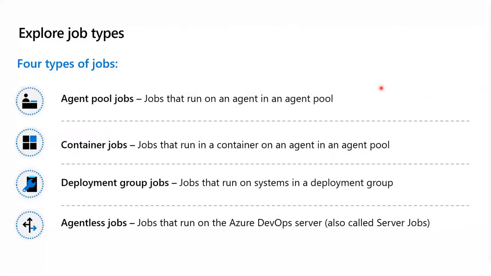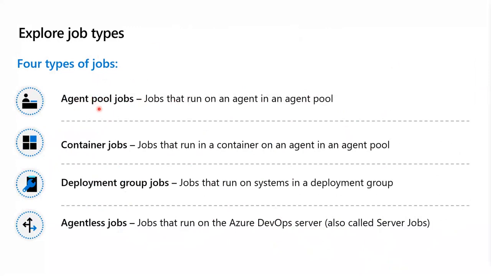So inside the jobs, we will have 4 types of jobs. We have agent pool jobs, such as jobs that run on an agent in an agent pool. Remember that an agent pool is going to be a group of agents. A container job, jobs that run in a container on an agent pool. Deployment group jobs, jobs that run on systems in a deployment group, or agentless jobs, jobs that run on the Azure DevOps Server, also called server jobs. All right?